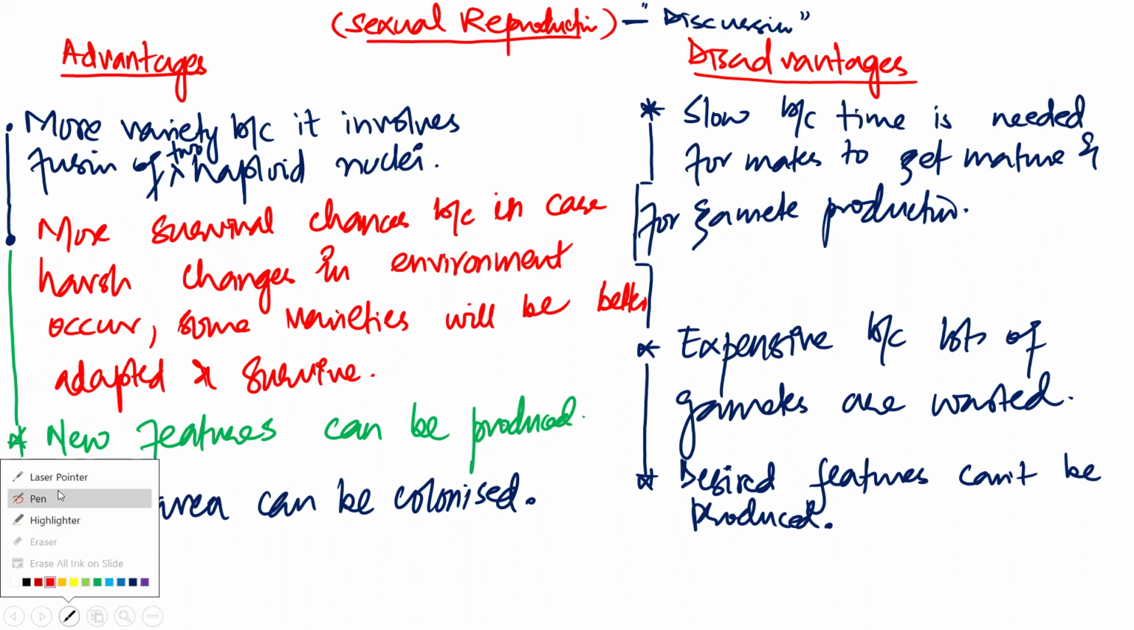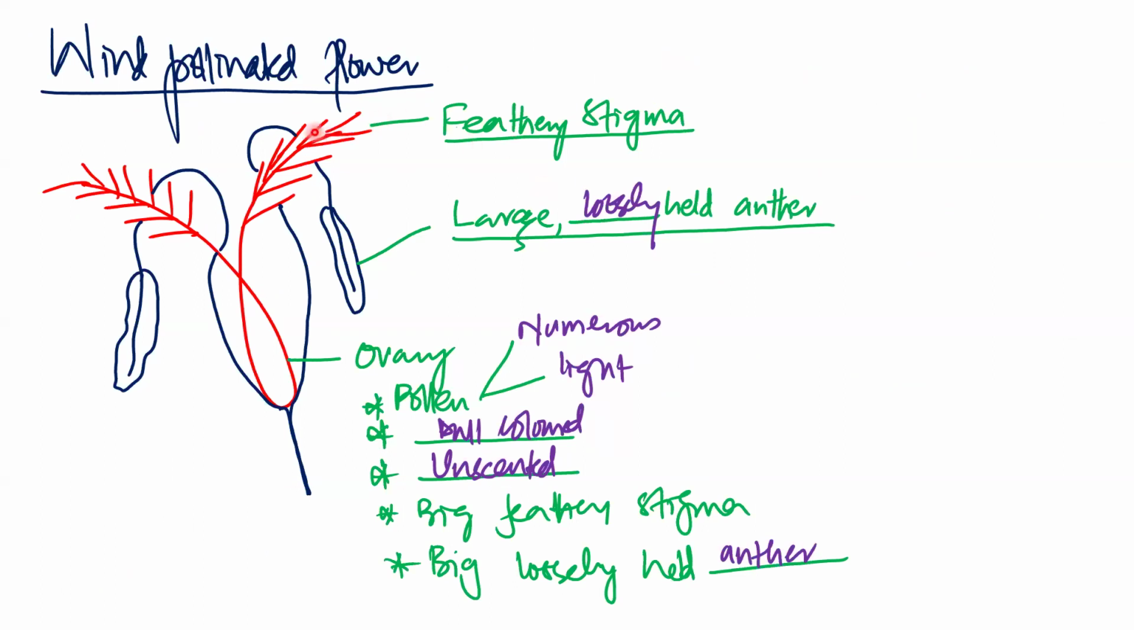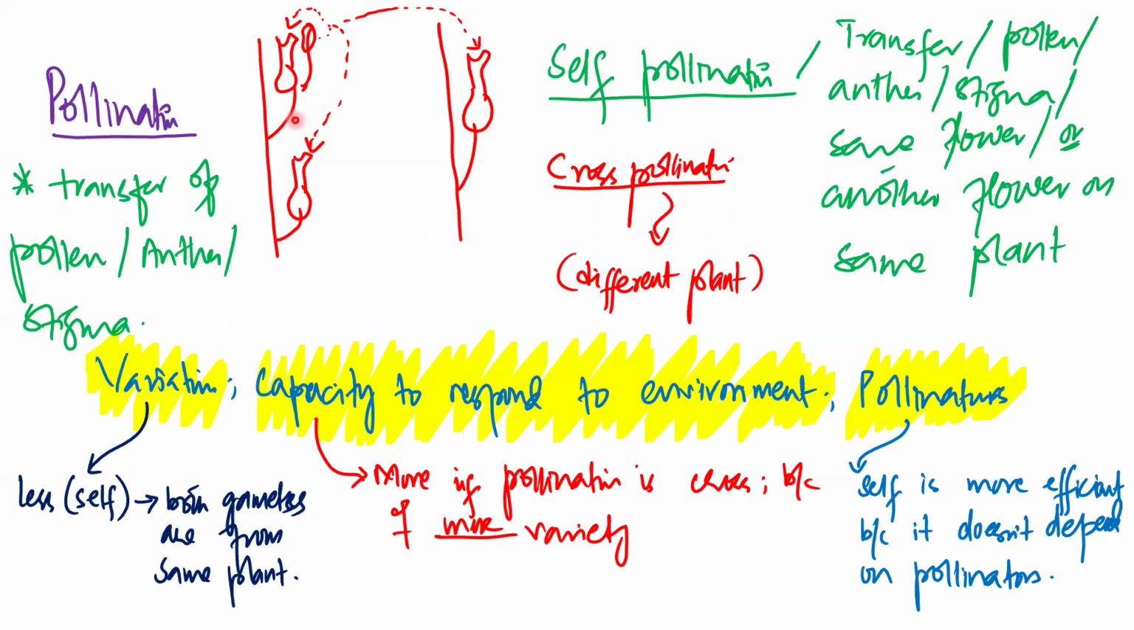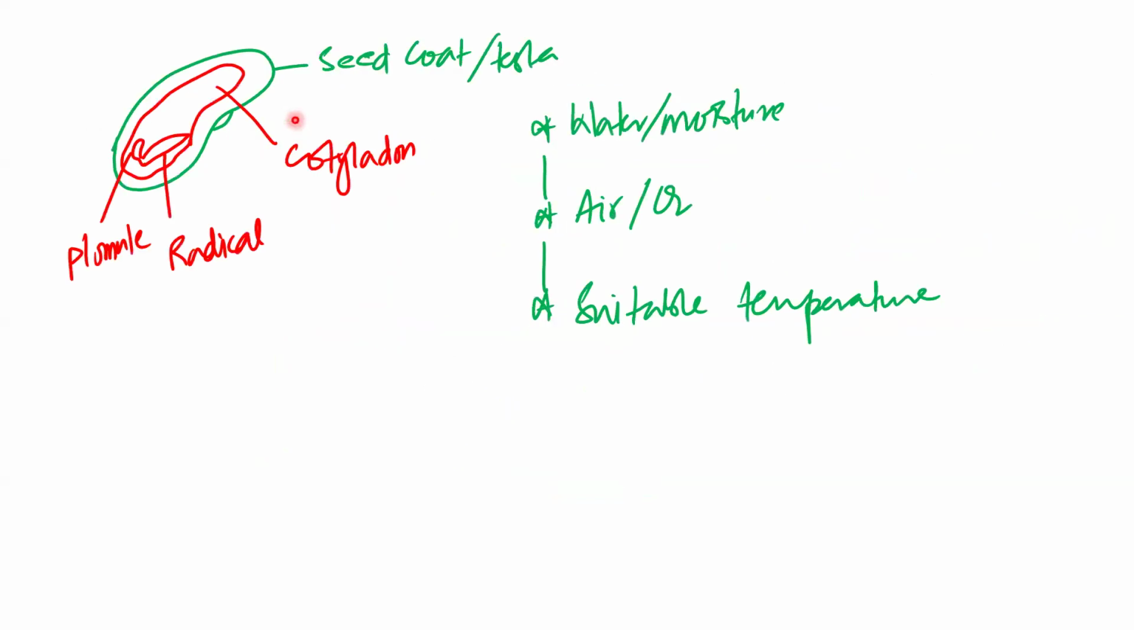Very good. Then the next was insect pollinated flower. This was the detailed discussion. Then wind pollinated flower, unique features. Then was pollination. What is self? What is cross? What are the advantages of both? Then what is fertilization? Then about seed germination. So today we shall talk about reproduction in plants. Reproduction in human.